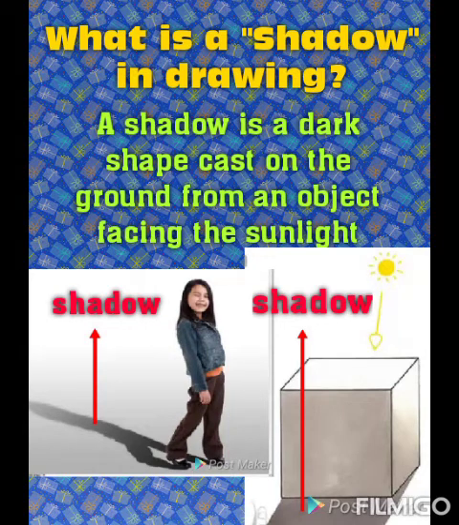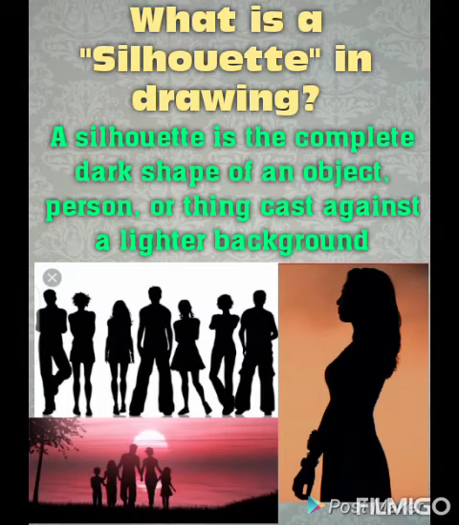Now, what is a shadow in drawing? A shadow is a dark shape cast on a lighter background from an object which is facing the sunlight. The presence of a shadow simply says that the object is blocking the rays of the sunlight from passing through. All objects cast shadows, even fog, or smoke, or even a fire.